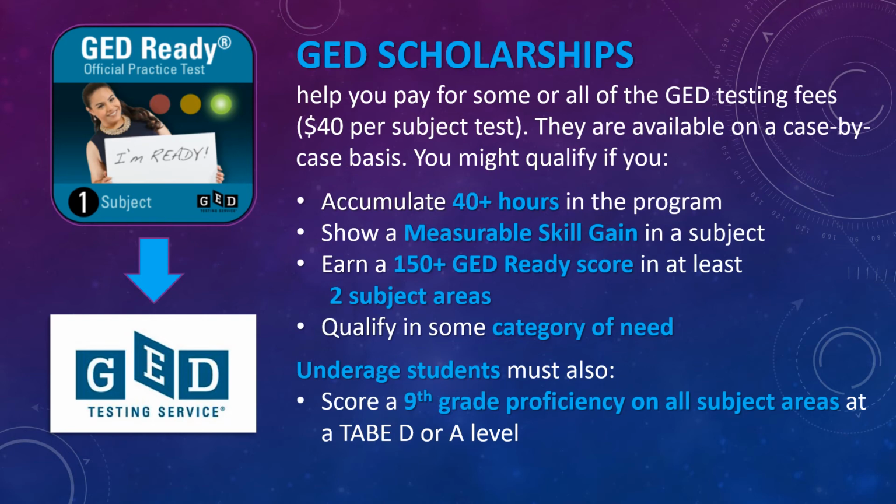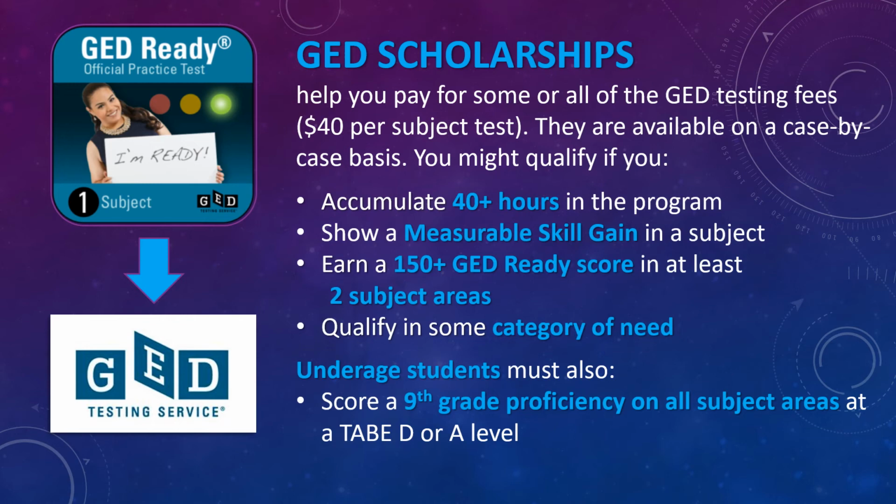In addition to that, we have to have some category of need that qualifies you for the scholarship. Some of those things might be that you have been in the foster system. It may be that you receive SNAP benefits. It may be that you qualify as low income. You may have a criminal record. There are a variety of categories of need that may qualify you for a scholarship.